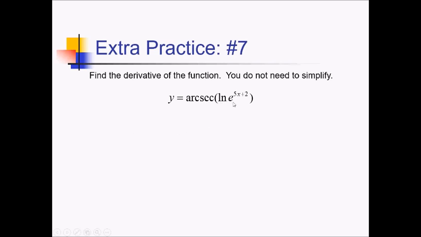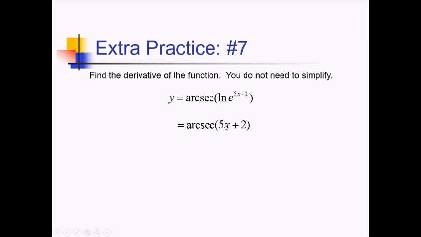On this problem, we can make our life a little bit easier if we simplify this expression inside the parentheses using log rules. We know that ln and e cancel each other out, so we can rewrite this whole thing as really just arcsecant of 5x plus 2. And we still have a chain rule to deal with, but it's less of a nasty chain rule than we had before. So we've got arcsecant of something.